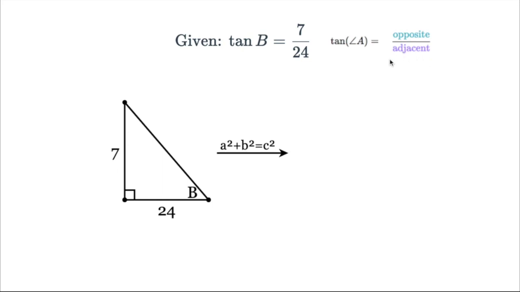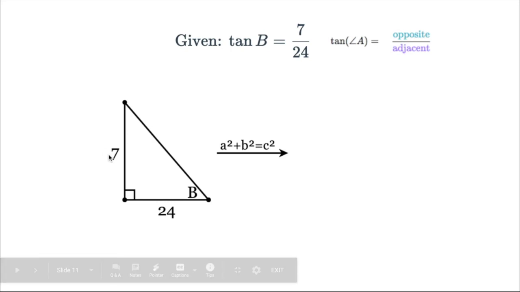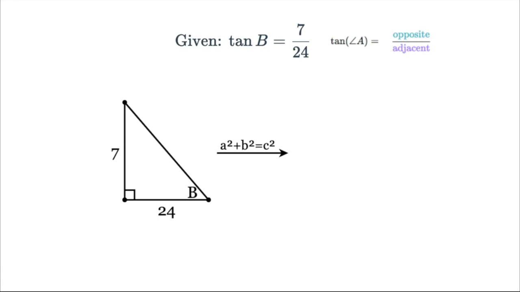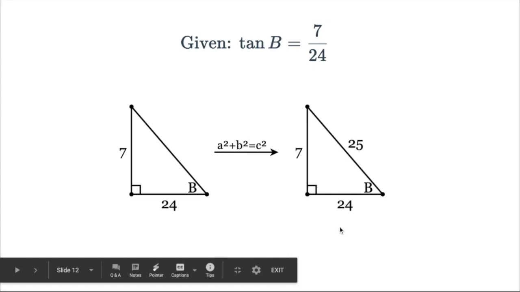So you are going to create your triangle. You've got a triangle right here. You put 7 opposite of B next to 24 adjacent to B. You are going to use Pythagorean theorem in order to find the missing hypotenuse, which is 25. Another one of our lovely special right triangles. So moving on from that, you can use this triangle now to find sine and cosine of B.